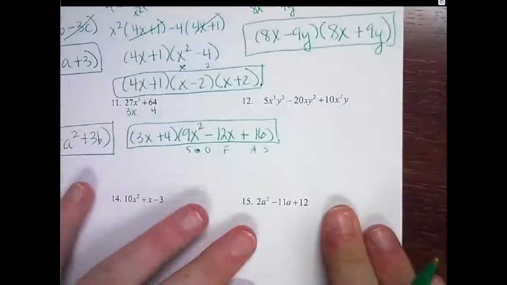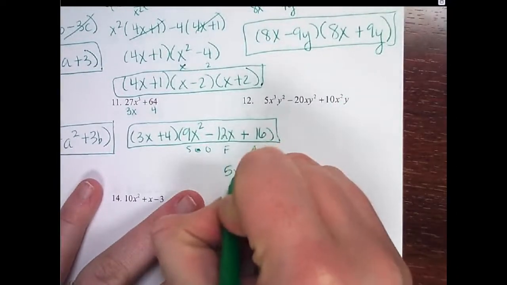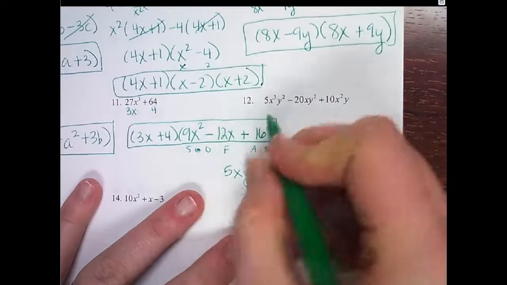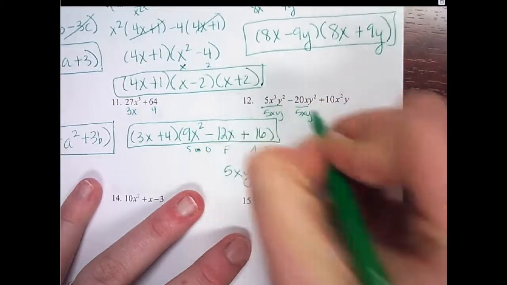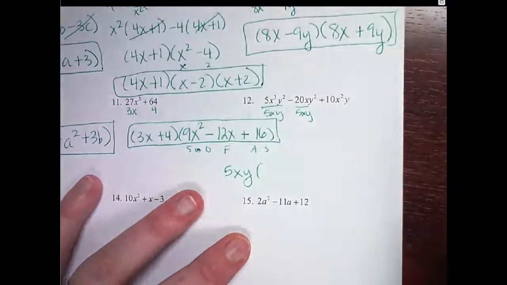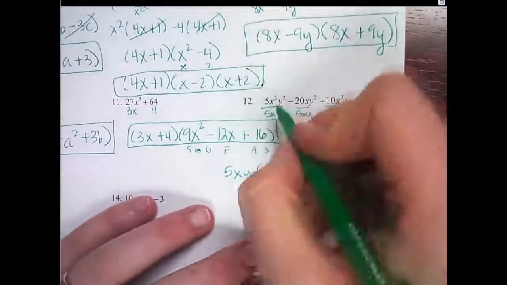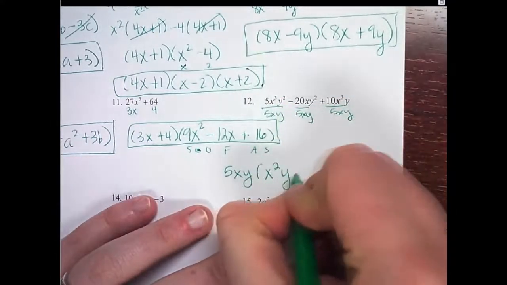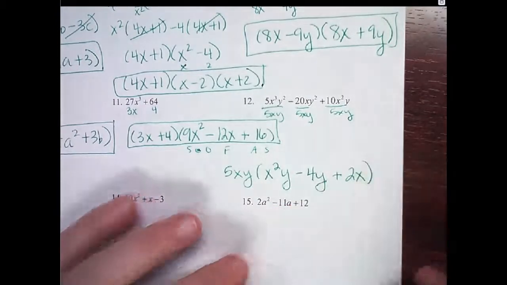Number 12, let's just start with the GCF. I'm going to take out 5, 1x, and 1y. So 5xy. I'm left with x squared y minus 4y plus 2x.